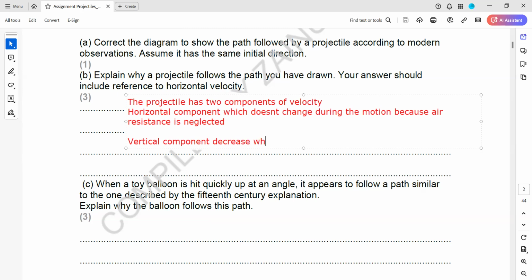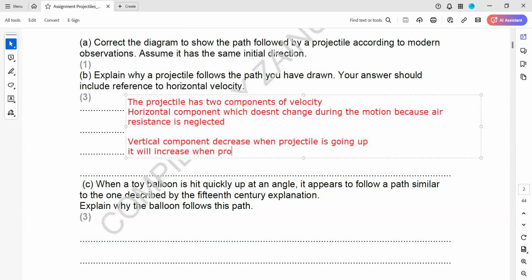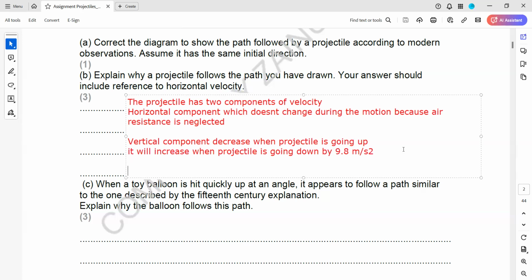The vertical component decreases when the projectile is going up, with constant deceleration, and it will increase when the projectile is going down, by 9.8 meters per second squared. The horizontal and vertical components are independent of each other, which means the horizontal and vertical components do not affect each other.